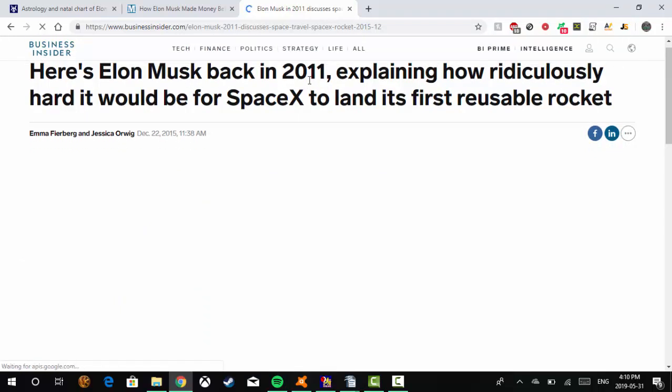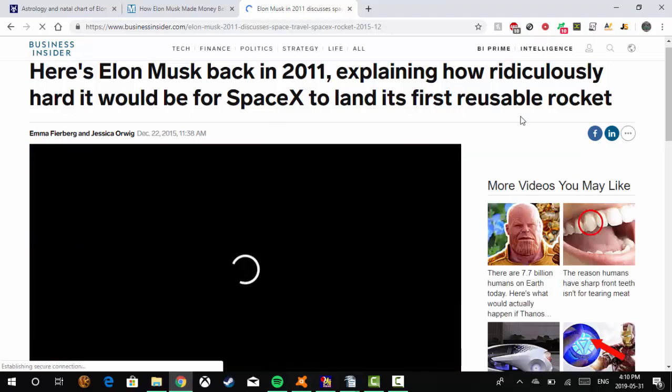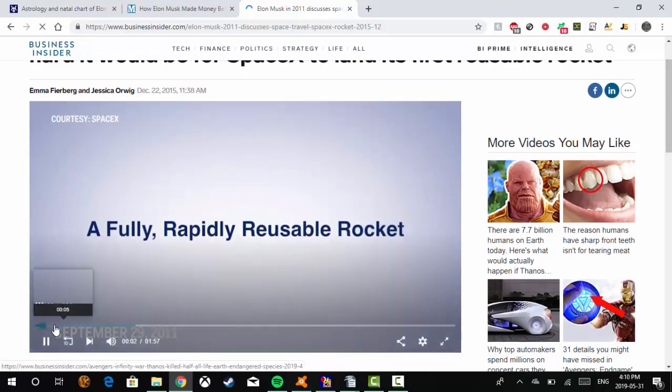Elon Musk, back in 2011, explaining how ridiculously hard it would be for SpaceX to land its first reusable rocket.